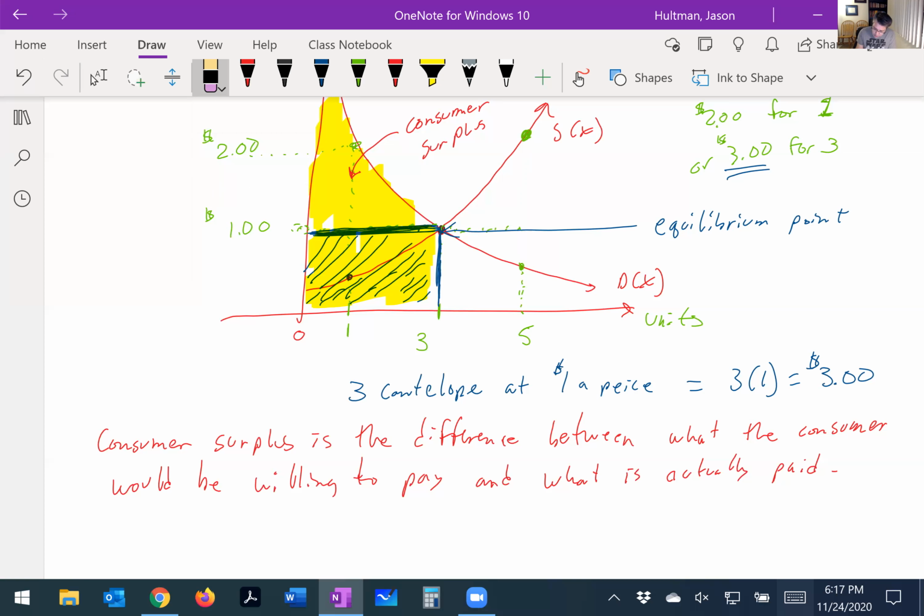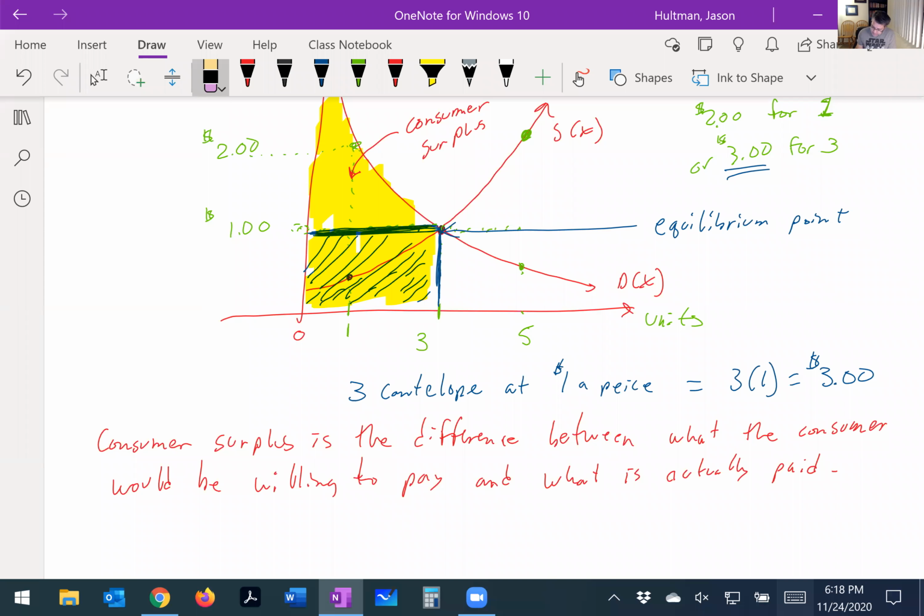Because we're really just going to talk about what happens all in this area here. So that's the consumer surplus. Basically the domain is just 0 to the equilibrium point. How many units are in the equilibrium point? That's it. That's the domain.